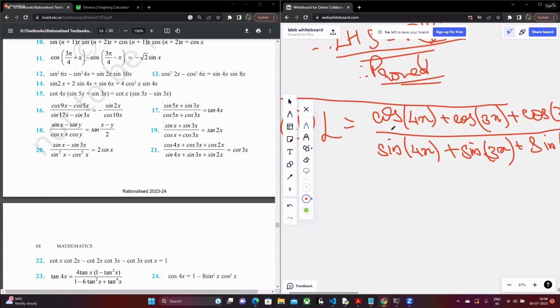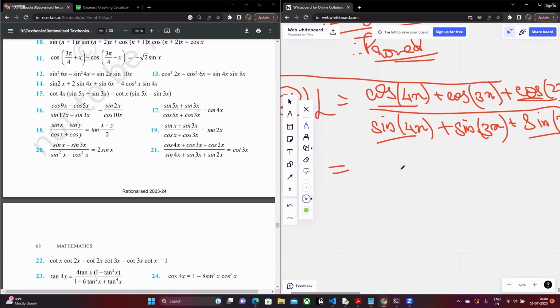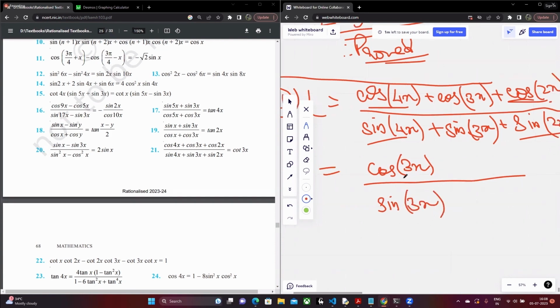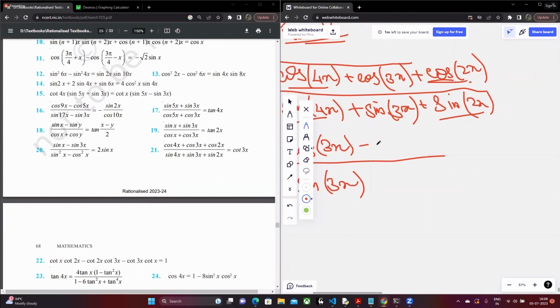As I told you earlier, deal with this and this, this and this. Right? So this is equal to cos 3x divided by sine 3x. This plus cos 4x plus cos 2x is going to be 2 cos of (4x plus 2x) divided by 2, that is going to be 3x, into cos of (4x minus 2x) divided by 2, that is going to be x.